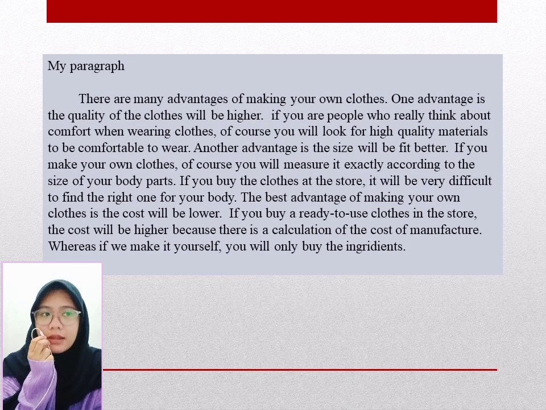The best advantage of making your own clothes is the cost will be lower. If you buy ready-to-use clothes in the store, the cost will be higher because there is a calculation of the cost of manufacture. Whereas if we make it ourselves, you will only buy the ingredients.